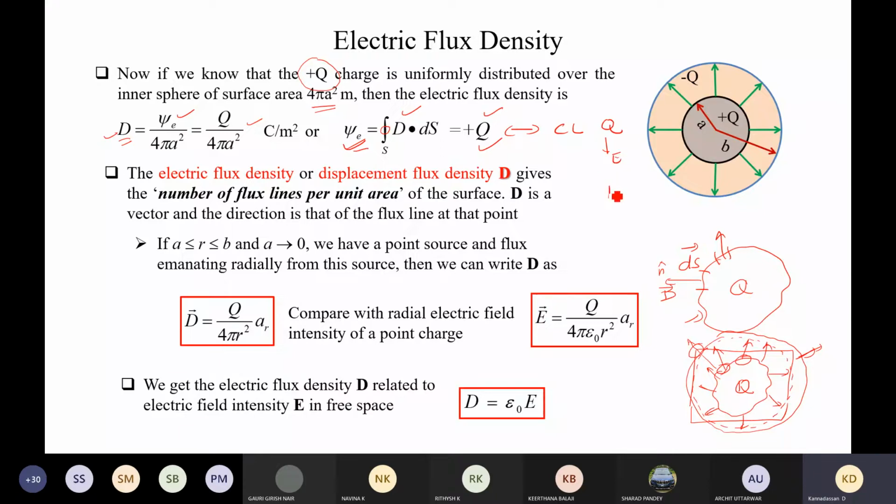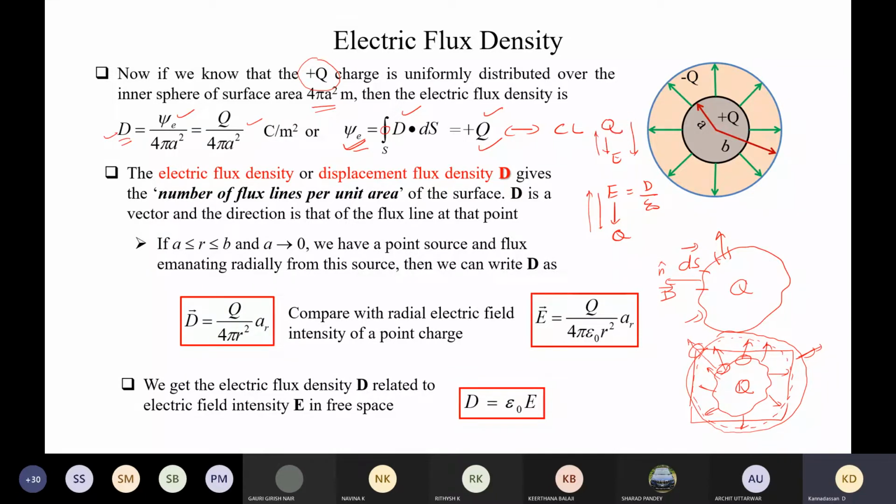Here, if you know the electric field, which is nothing but D by epsilon naught, you can calculate the Q. Or both can be done in the opposite way, but this is a very easy way, and in the opposite direction it is tough.